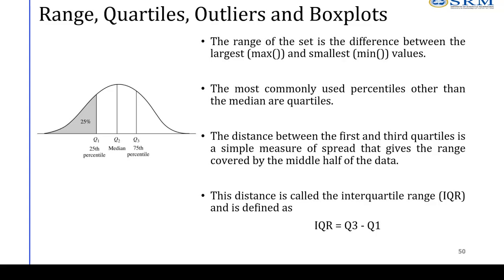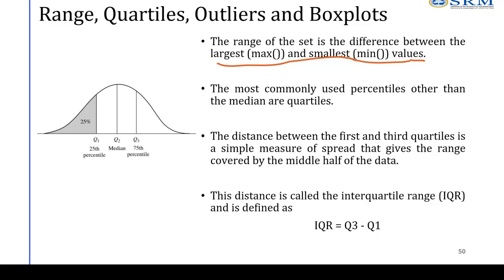So the range of the set is the difference. Usually, how do you find the range? The range of a set of observations can be found by the difference between the maximum and the minimum value. So likewise, the range of a data set is nothing but the difference between the maximum value, which is the largest value, and the minimum value.